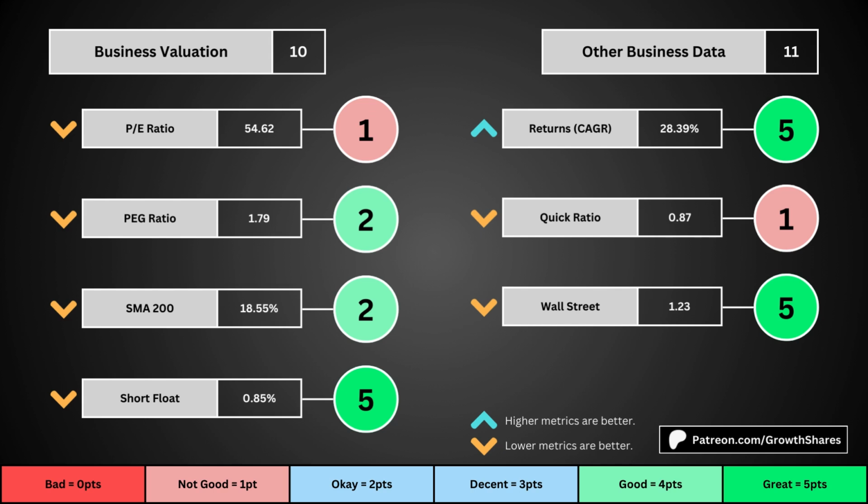And then short float is basically how bearish other investors think of the stock. For these 4 metrics, we want the values to be as low as possible. That will give us a higher point total within the bubbles.